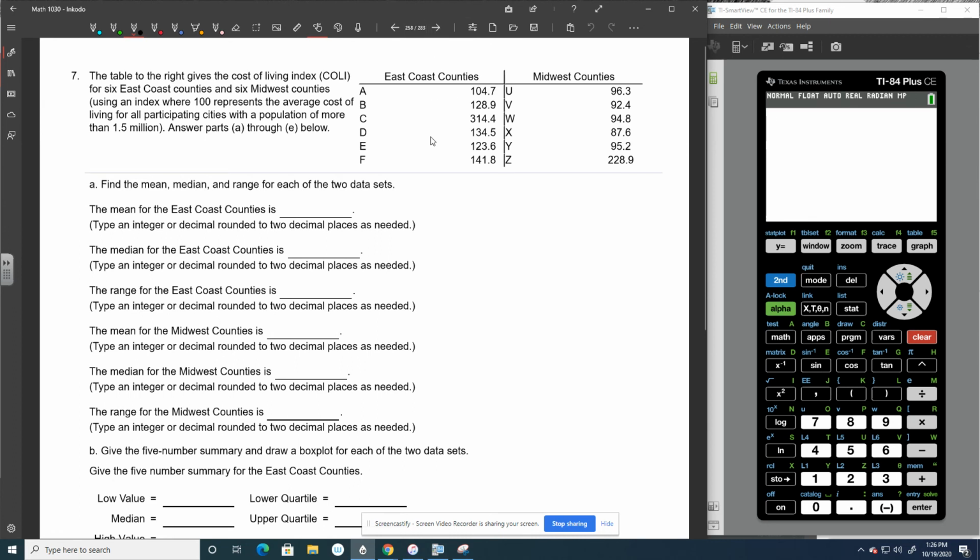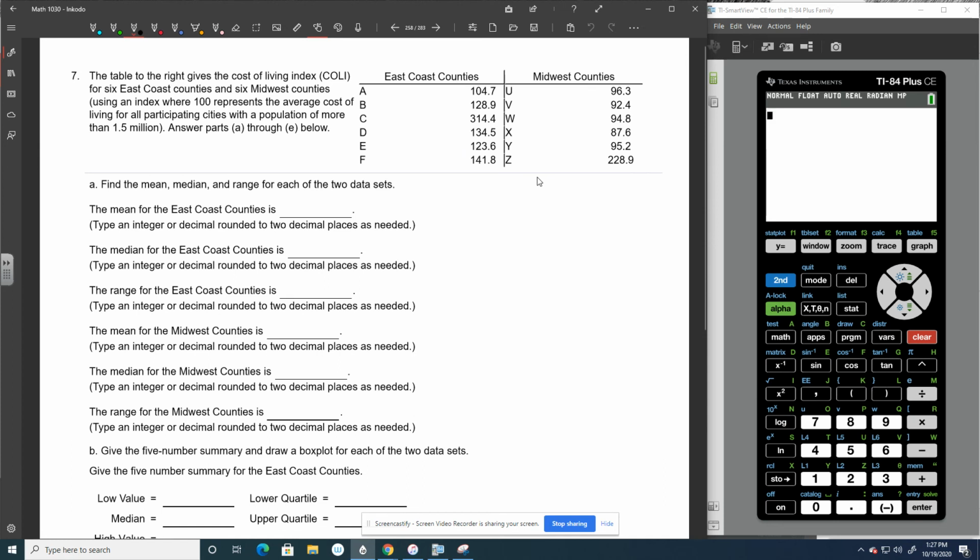The table to the right gives the cost of living index for 6 East Coast counties and 6 Midwest counties, where 100 represents the average cost of living. All right, so we've got 6 on the left, 6 on the right. Now, it wants us to find the mean, median, and the range for both data sets. I'm not going to do that.